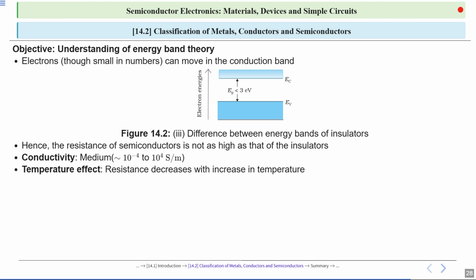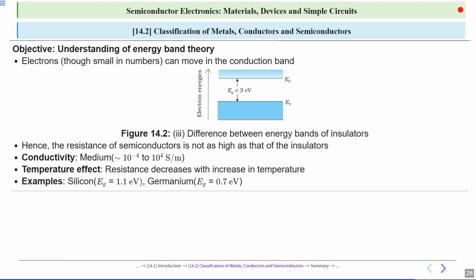In semiconductors, as temperature increases, resistance decreases. This is because higher temperature provides more thermal energy, which frees more electrons from their atoms, increasing the number of charge carriers. With more electrons available to conduct electricity, the material's ability to conduct current improves, leading to lower resistance.